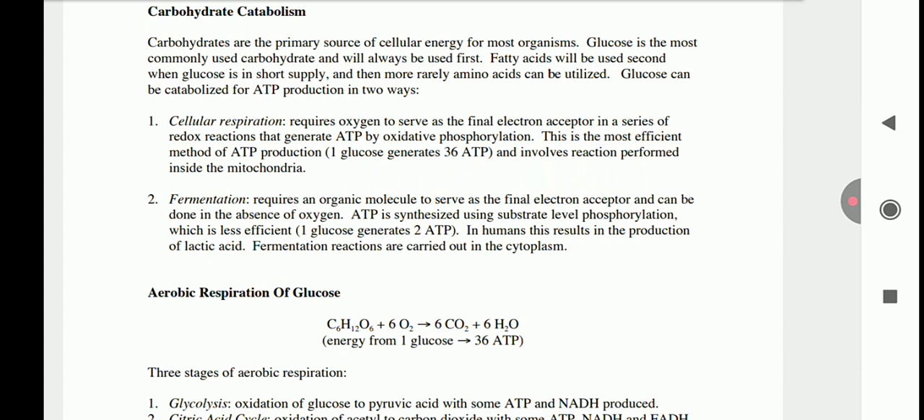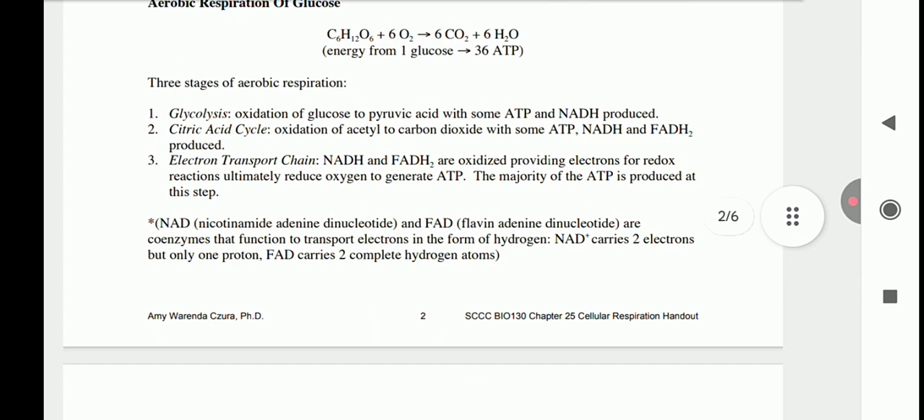Aerobic respiration of glucose. C6H12O6 + 6O2 → 6CO2 + 6H2O. Energy from 1 glucose → 36 ATP. Three stages of aerobic respiration. First, glycolysis: oxidation of glucose to pyruvic acid with some ATP and NADH produced.